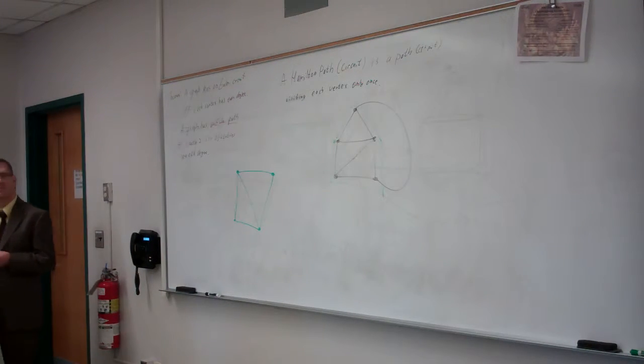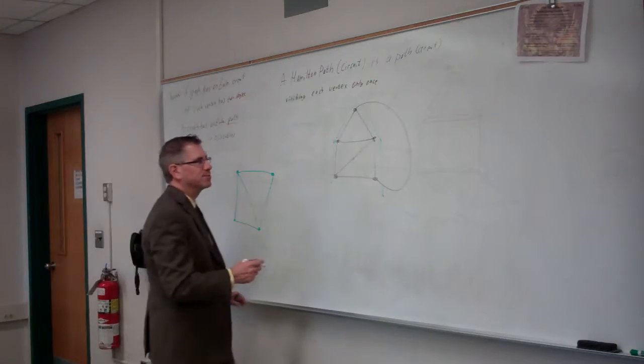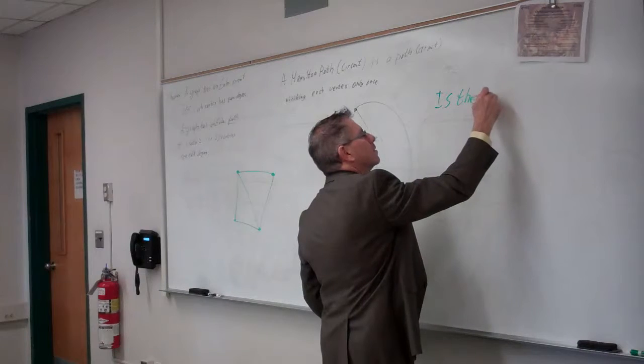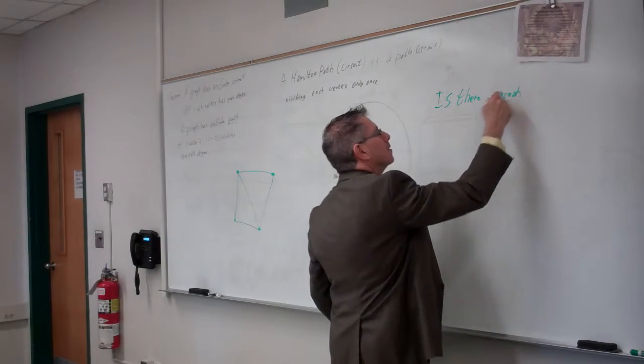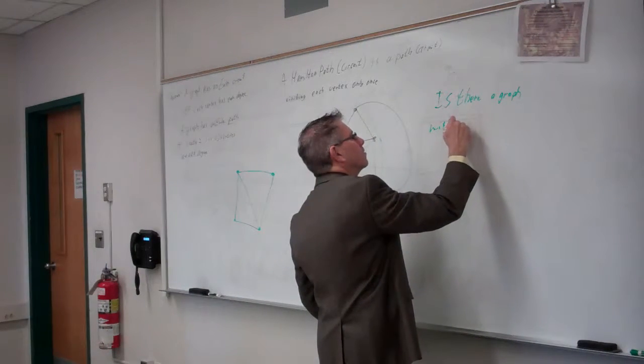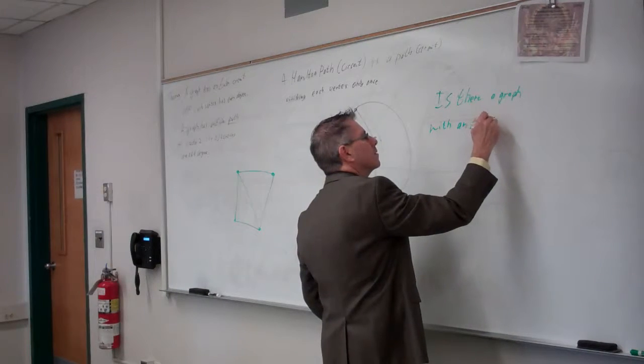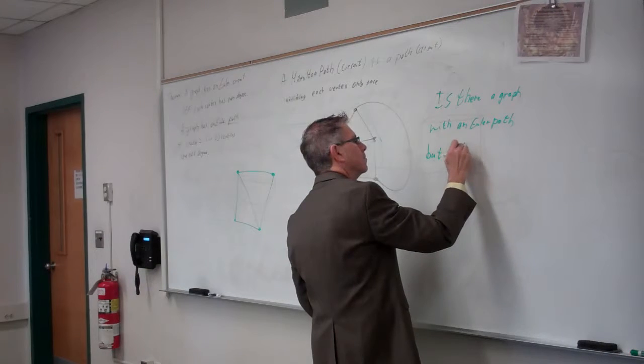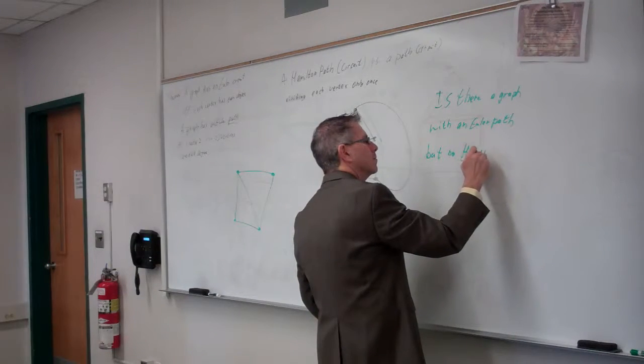I don't know. Think about that. It's one of those 0-point homework questions, right? Yeah, one of these 0-point homework questions. So is there a graph with an Euler path with no Hamilton path? I can think of one.